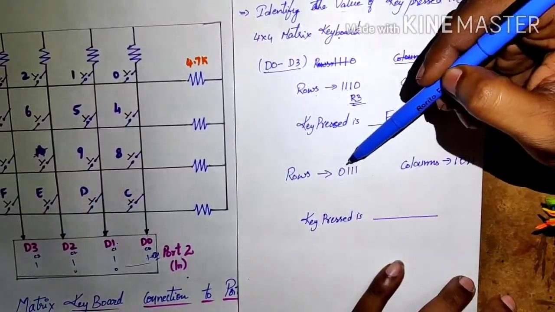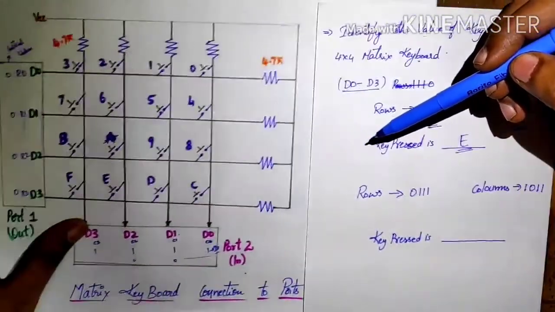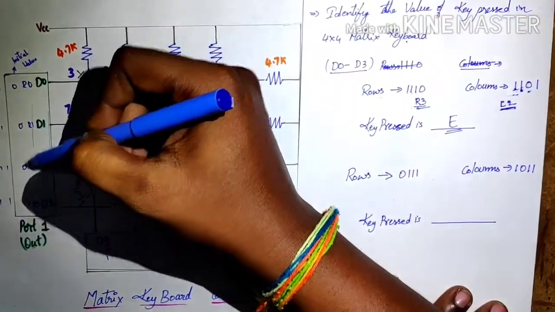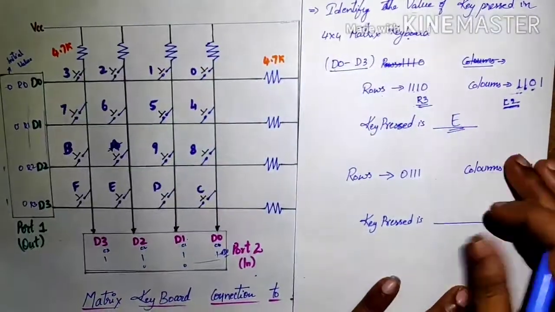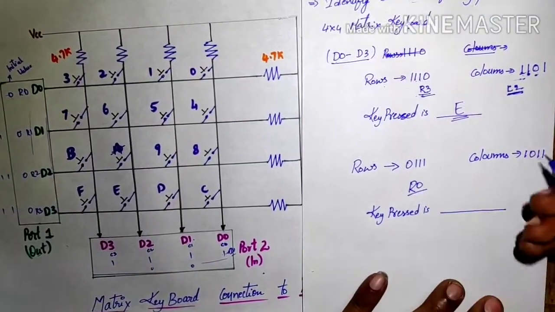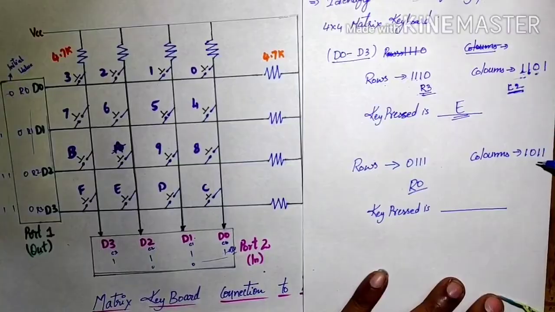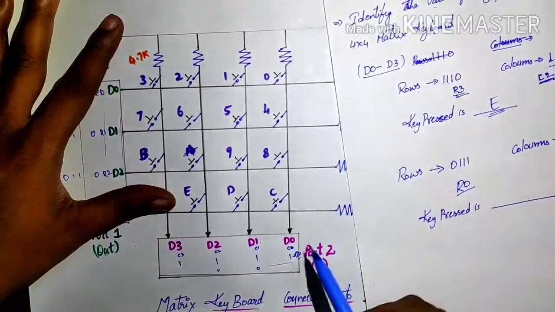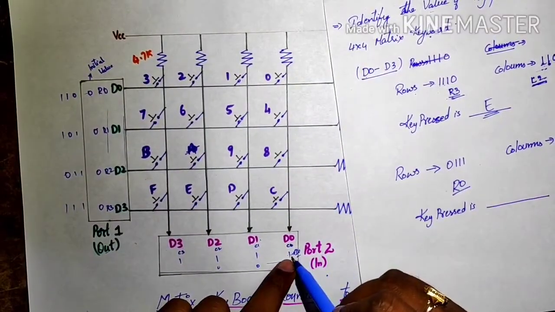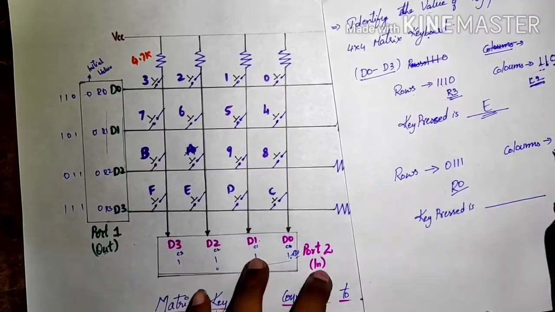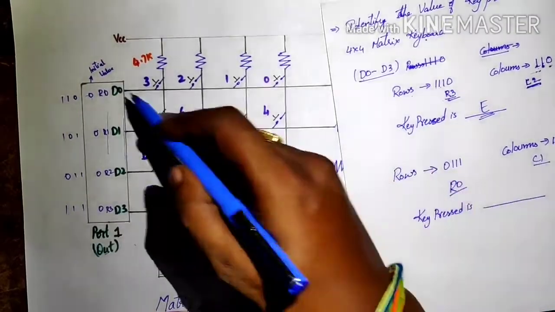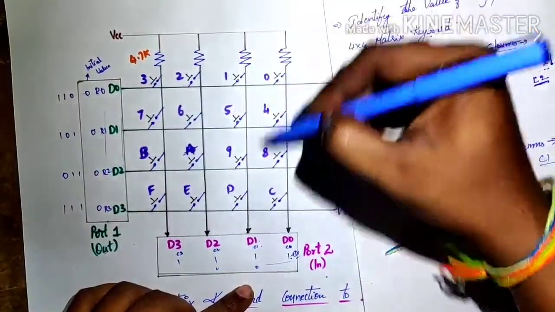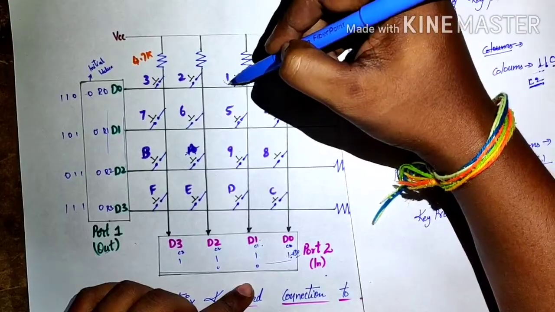In the next example, the value of row is given as 0 1 1 1. So the row value is R0. And coming to column, 1 0 1 1. So the column value will be C1. So row 0 and column 1. So the key pressed is 1.